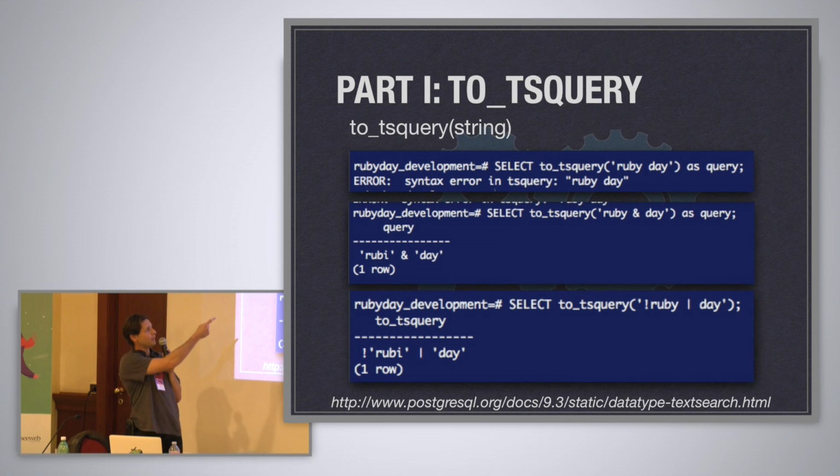So we can see if we try that query again and we pass it in Ruby and day as the query, then we get back the query that we're looking for. This is a more powerful solution, of course, because it allows us to use these different Boolean operators, but it also requires a little bit more processing on the Rails side to ensure that the query that we're putting into our database isn't going to blow up. And we can see down here an example of the not and or operators, the bang and the vertical pipe.